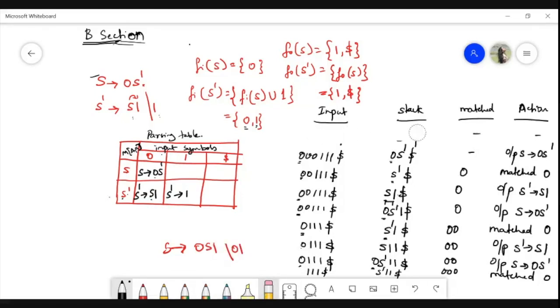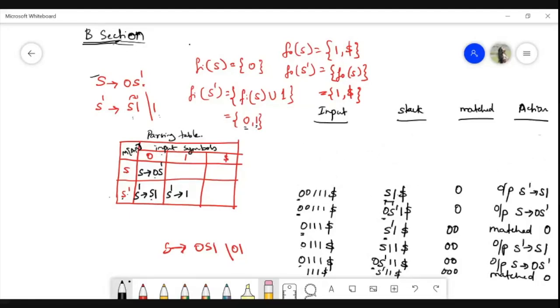I'm just removing some lines above so that it's easy. Now the top of the stack is S dash and the input pointer is pointing to 1. S dash on 1 is S dash producing 1, right? So dollar, and S dash is replaced with 1, the remaining 2 ones, and 3 zeros in matched. I replaced S dash with 1. Now the top of the stack and the input pointer are matching. I move my pointer, pop it out, and remain with 2 ones, with 0, 0, 0, 1.